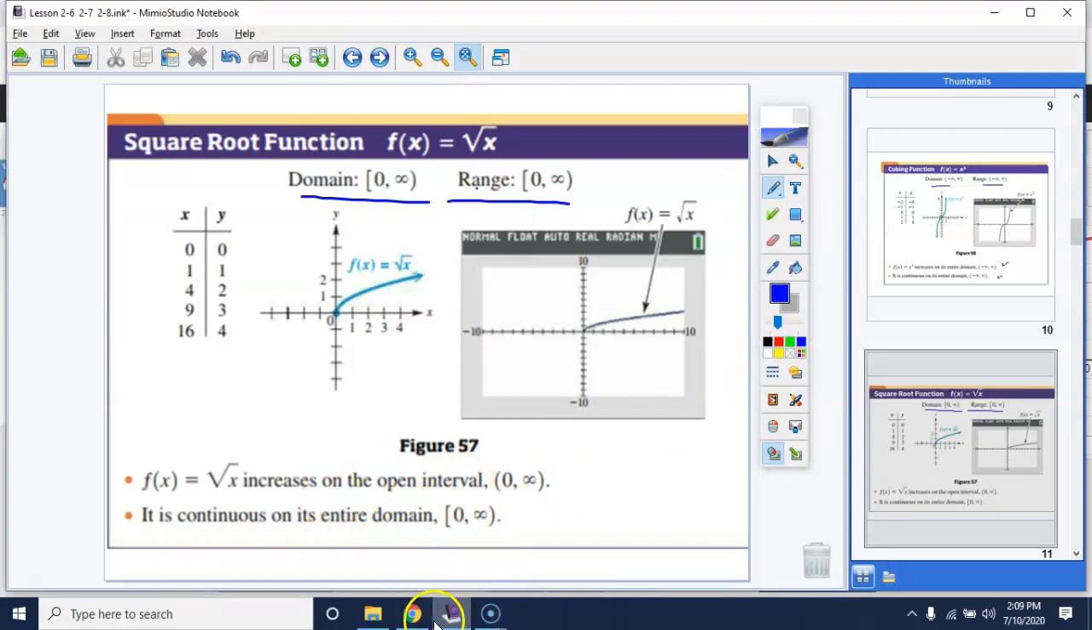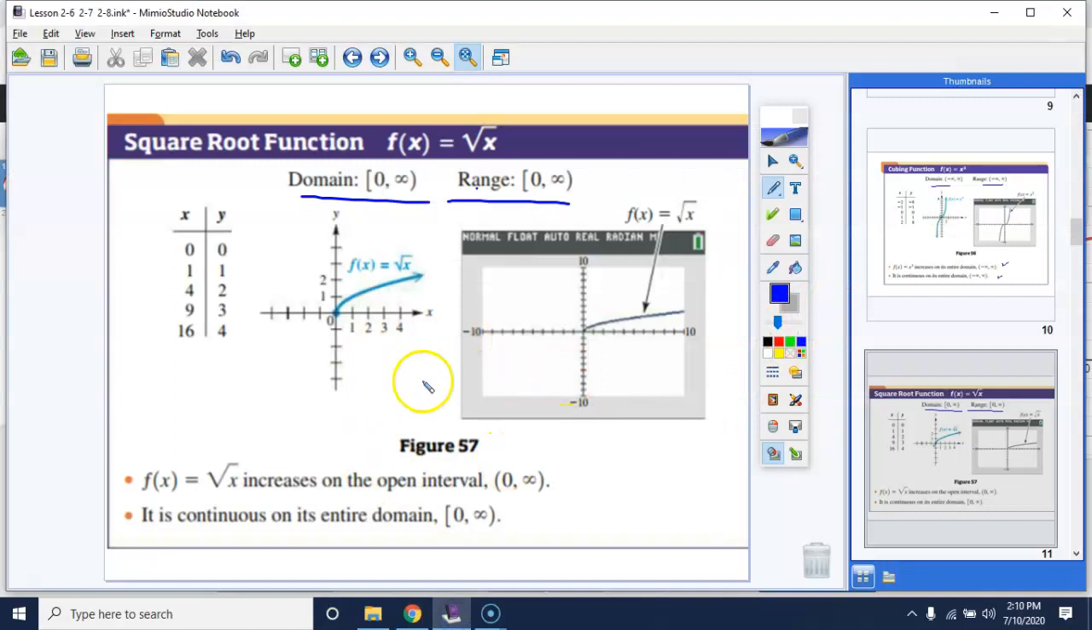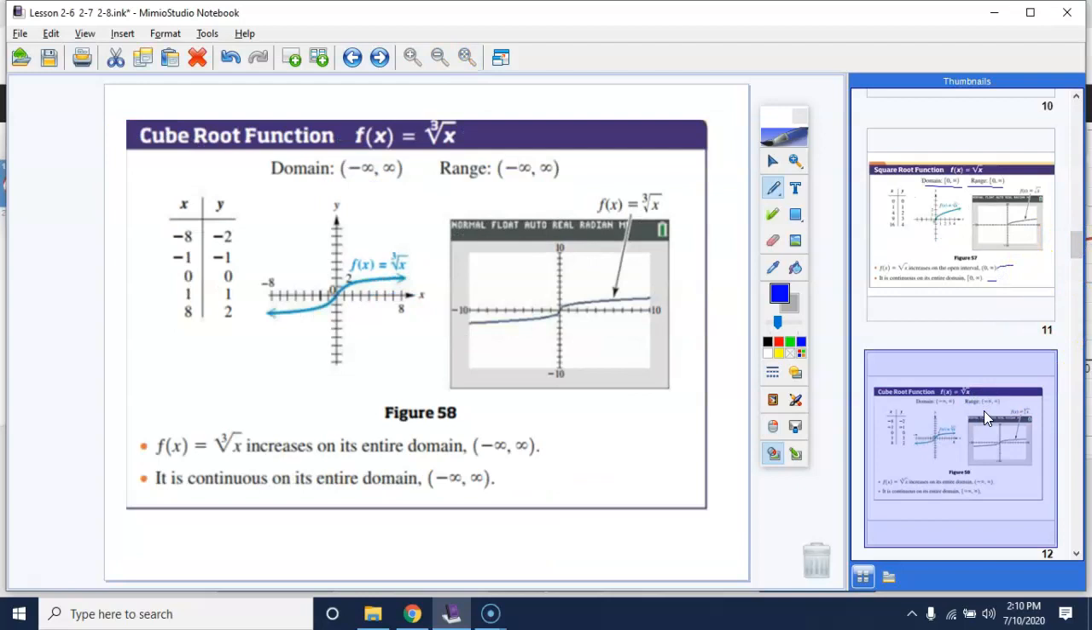And then continuous or not. As you see, I can just draw this without lifting my mouse. So it's going to be continuous over 0 to infinity. Okay, even if you forgot this, just graph it and see so you can remember them. Those are important information here.